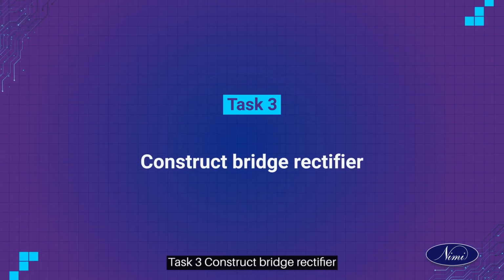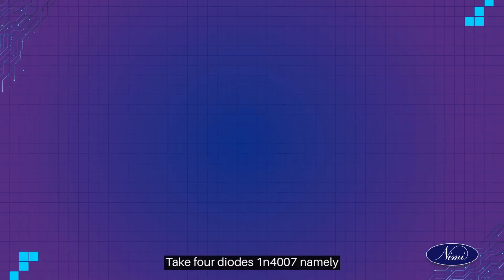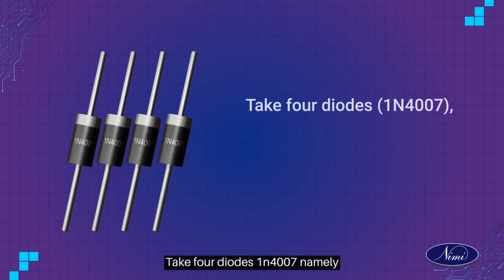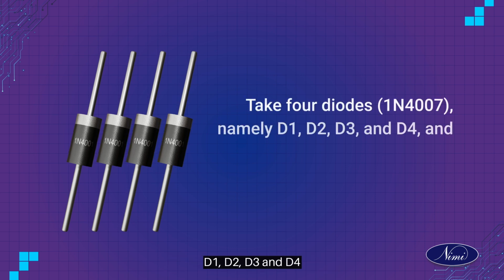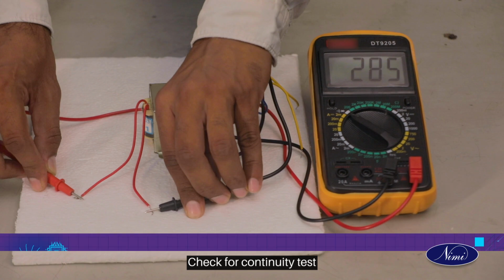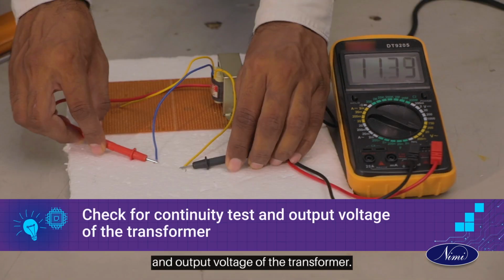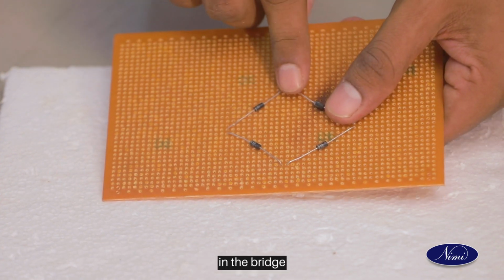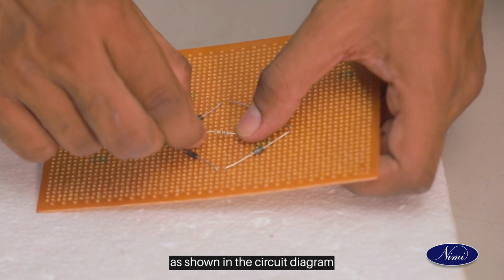Task 3. Construct bridge rectifier. Take 4 diodes 1N4007, namely D1, D2, D3 and D4, and identify the anode and cathode terminals. Check for continuity test and output voltage of the transformer. Connect the diodes in the bridge as shown in the circuit diagram.